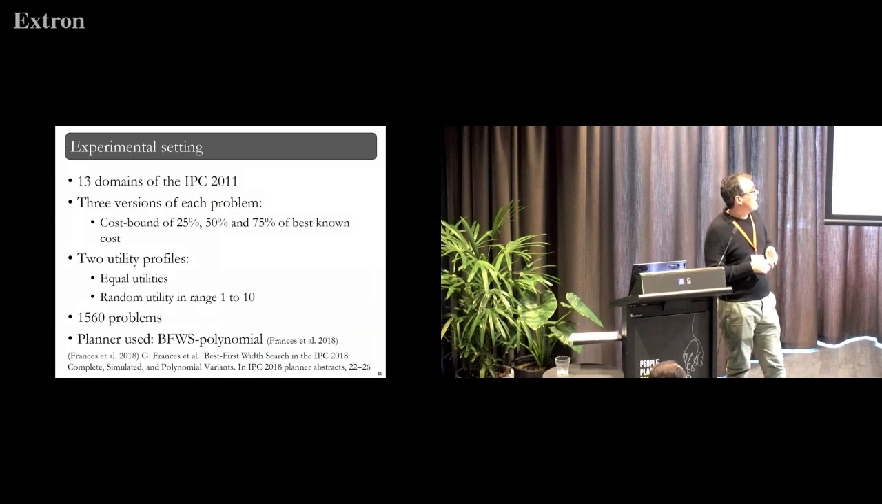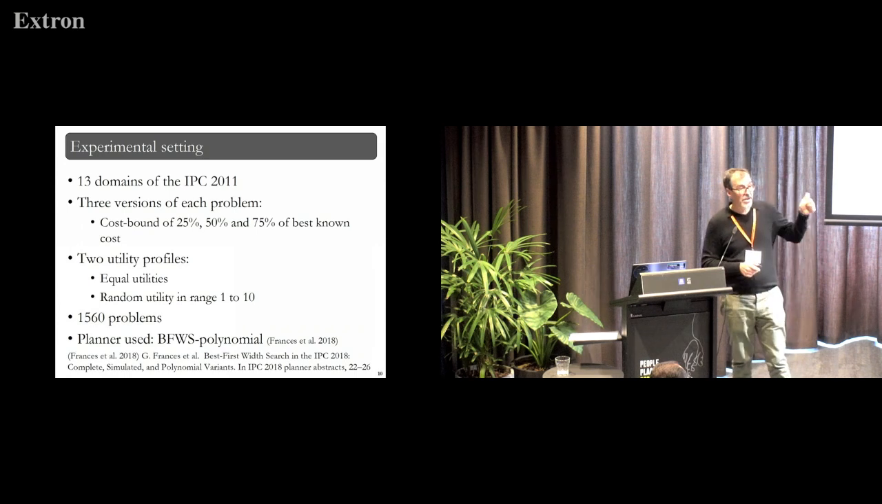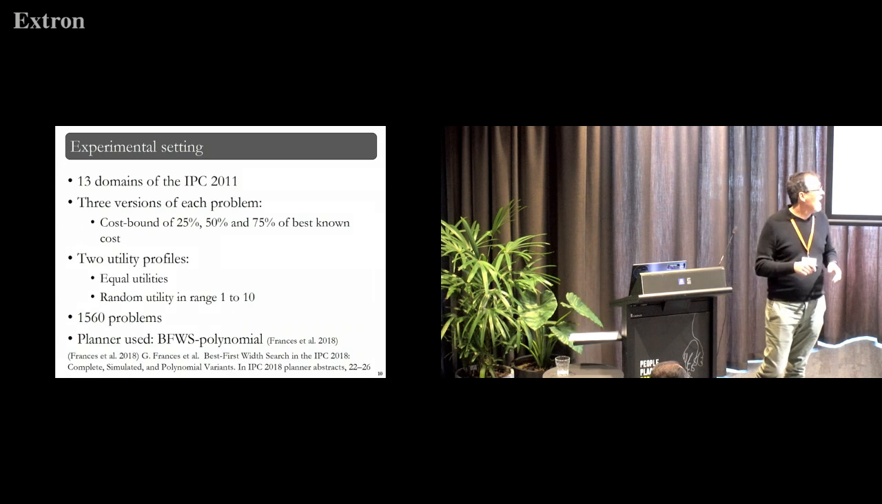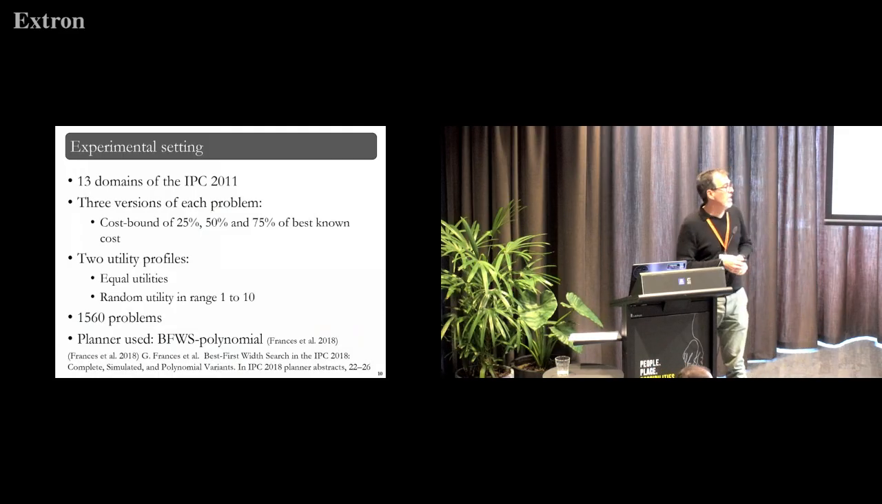We are using this kind of best first wide search planners, and in this case, we are using this best first wide search polynomial planner. This is the planner that we use as the external planner to check if there is a plan for them. It's also the same planner that we use to calculate the estimations using satisficing plans.